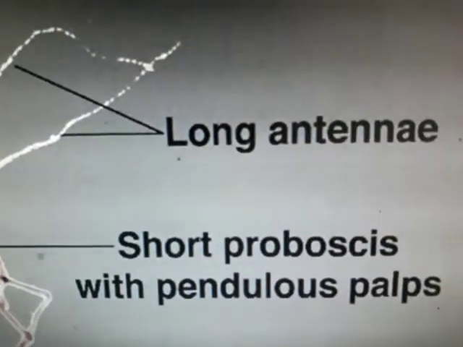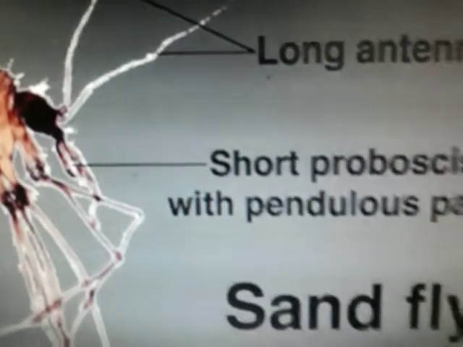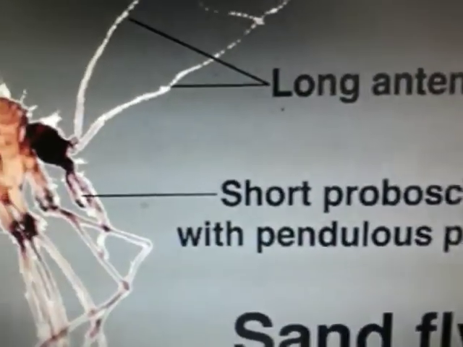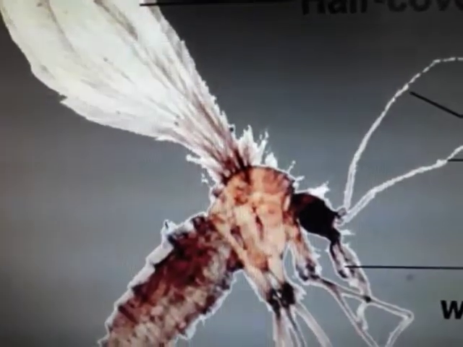These are the long antennae, short proboscis with palps, and hair-covered wings of the sandfly.